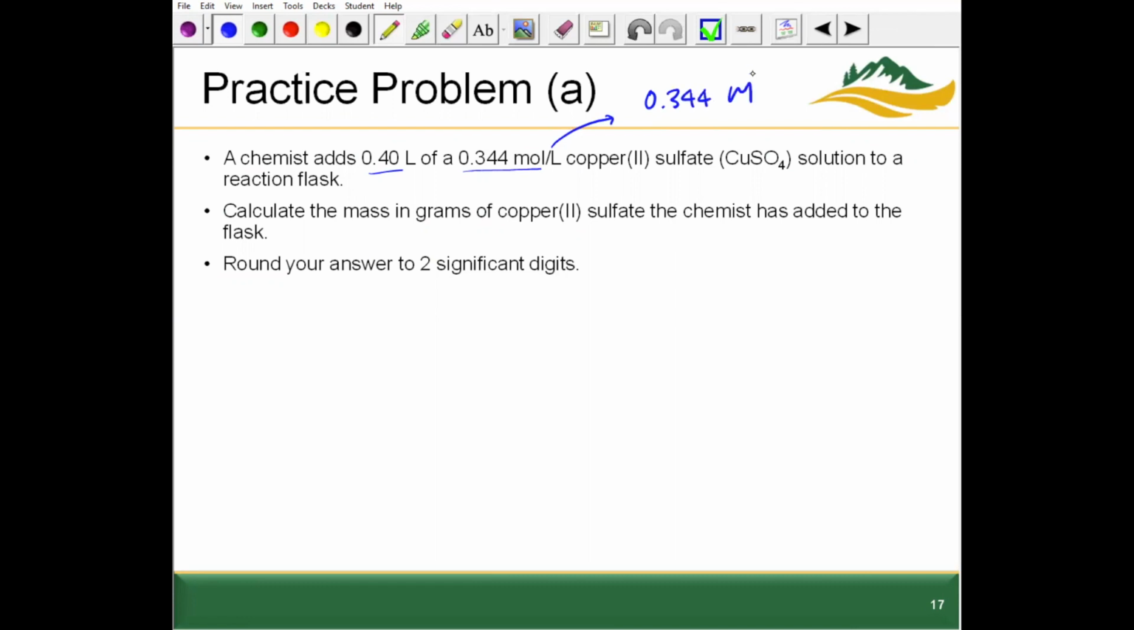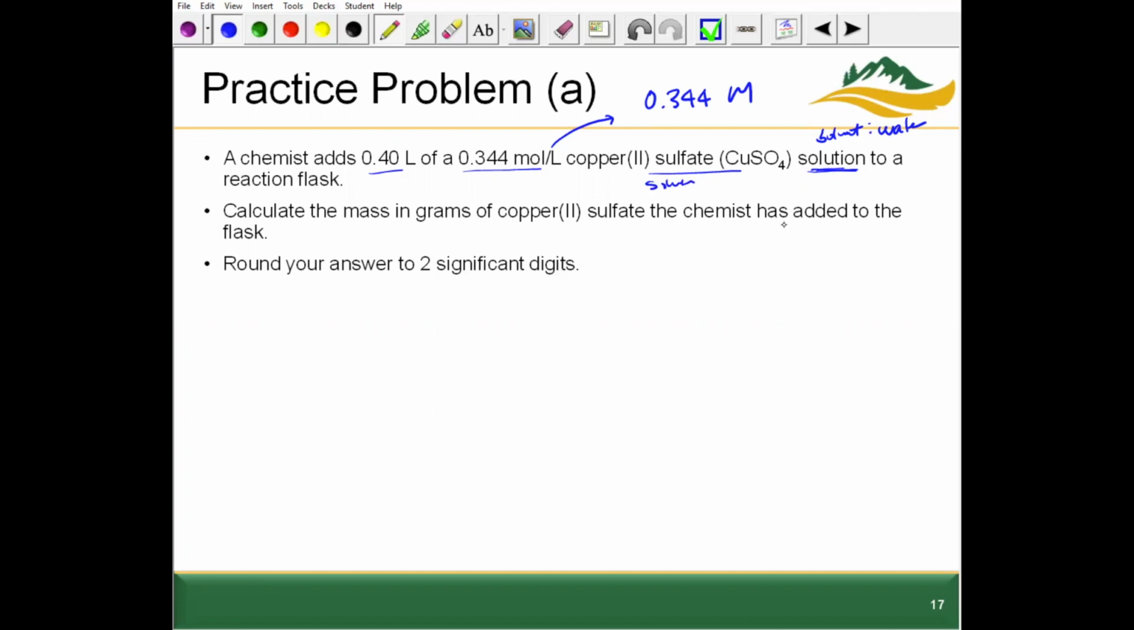0.344 molar. So this is moles per liter, copper 2 sulfate in a solution, so aqueous copper 2 sulfate, right? So it's in a solution where the solvent is water. So whenever you see a solution, think about what's your solute, what's our solvent. So this is our solute, and then water is our solvent.